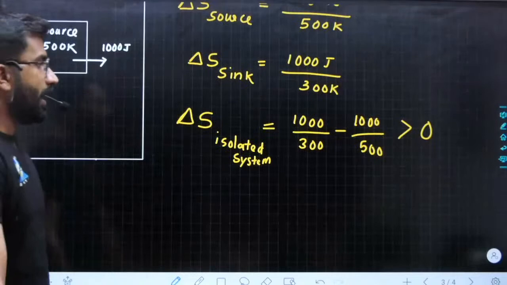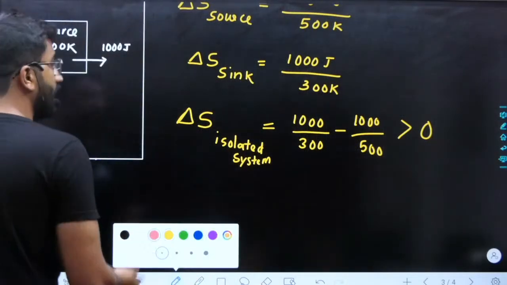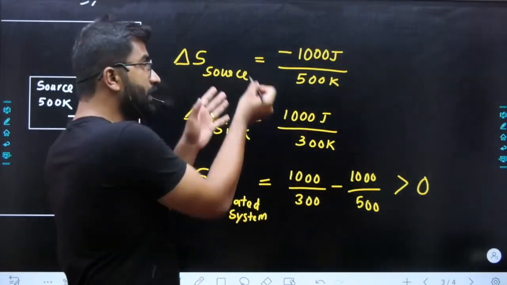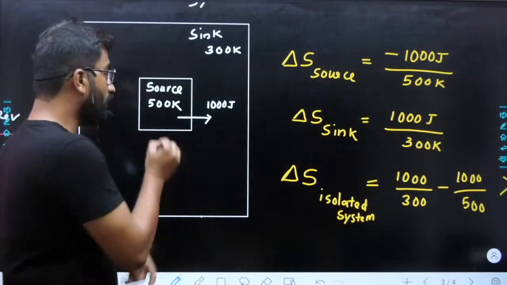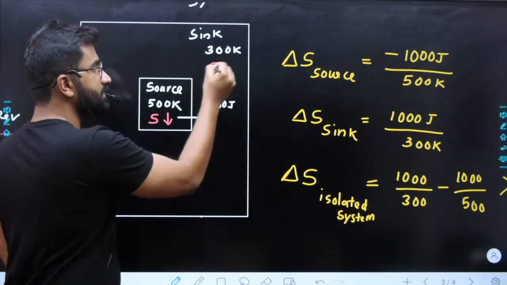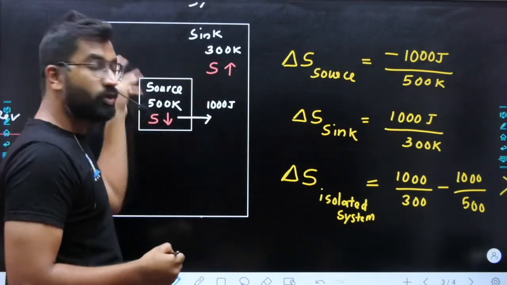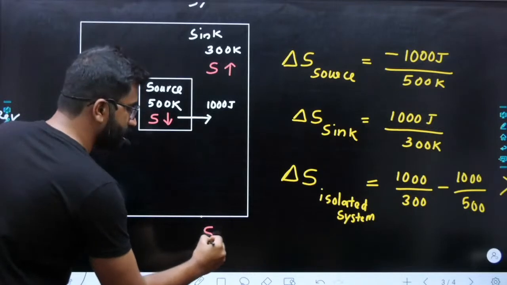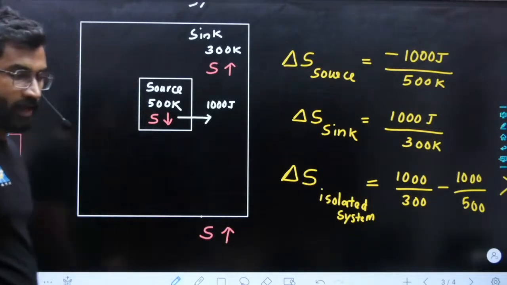Okay, so entropy change will always be positive. What does positive entropy change mean? Now think, system plus surrounding, right? Here your hot body's entropy is decreasing, the cold body's entropy is increasing. But this increase is greater than the decrease. So the total entropy of the system plus surrounding will always be increasing. Okay?